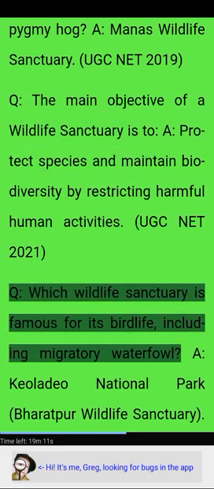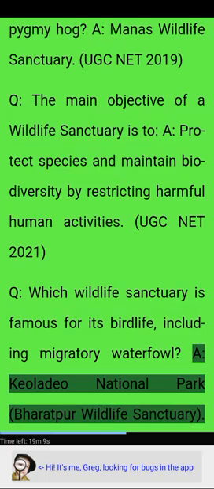UGC NET 2021. Q. Which wildlife sanctuary is famous for its bird life, including migratory waterfowl? A. Keoladeo National Park, Bharatpur Wildlife Sanctuary.